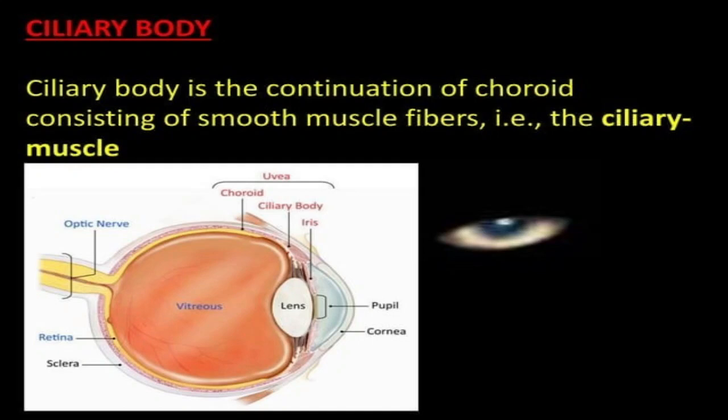It is composed of smooth muscles and is responsible for accommodation of the eye, which is the ability to change the shape of the lens to adjust for near and far vision. Dysfunction of the ciliary body can lead to conditions such as glaucoma or uveitis.